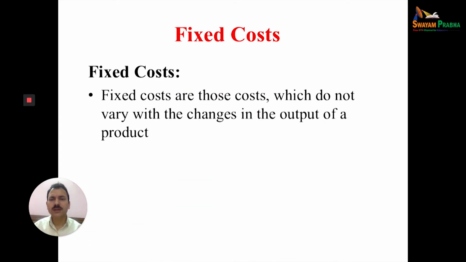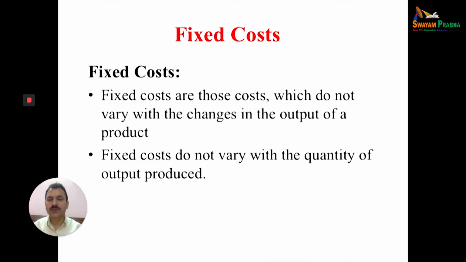Fixed costs are those costs which do not vary with the change in the output of the product. As you increase the output, or even if you have no output, the fixed cost will remain the same. Any change in output will not directly affect the cost. That is known as fixed cost. Fixed cost does not vary with the quantity of output produced. As you produce more and more, the fixed cost will remain the same.